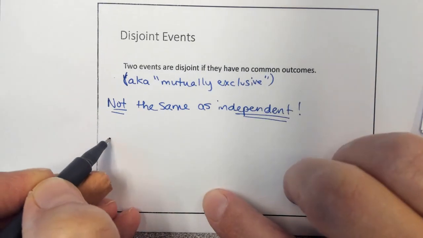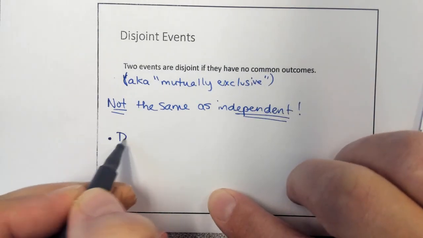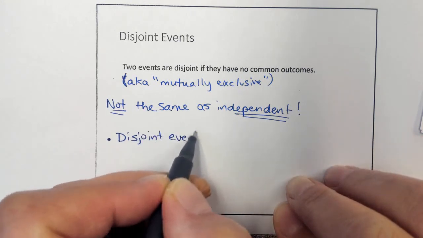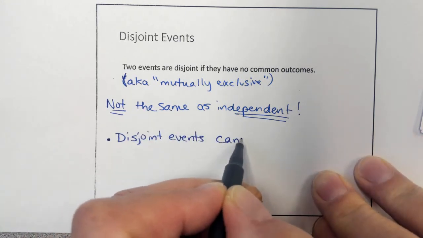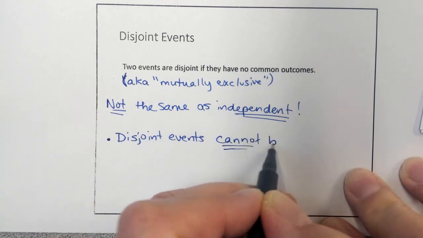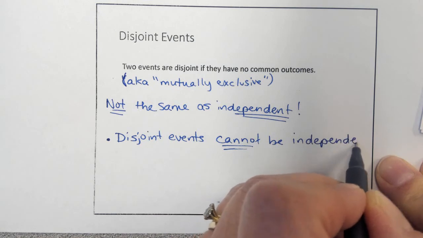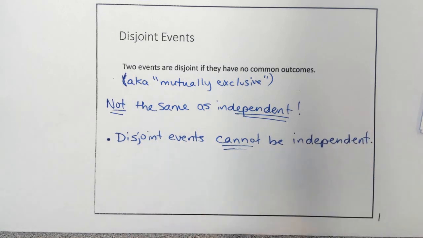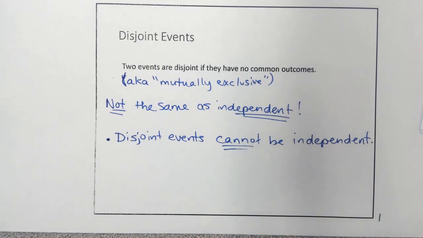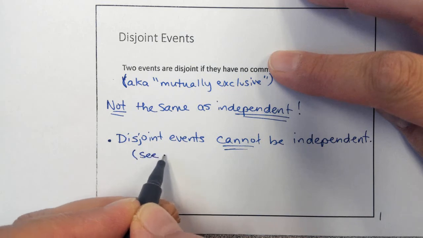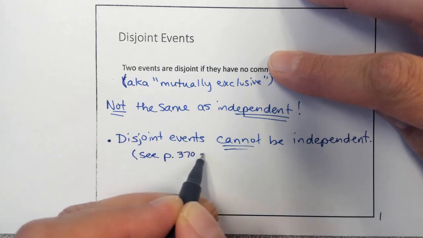All right, let's jot that down first. First of all, disjoint events cannot be independent. So if two events are disjoint, they automatically are not independent. And let's make a note here: see pages 370 to 371.